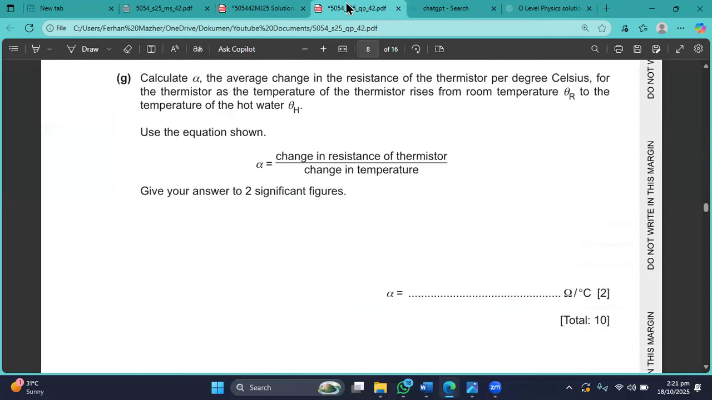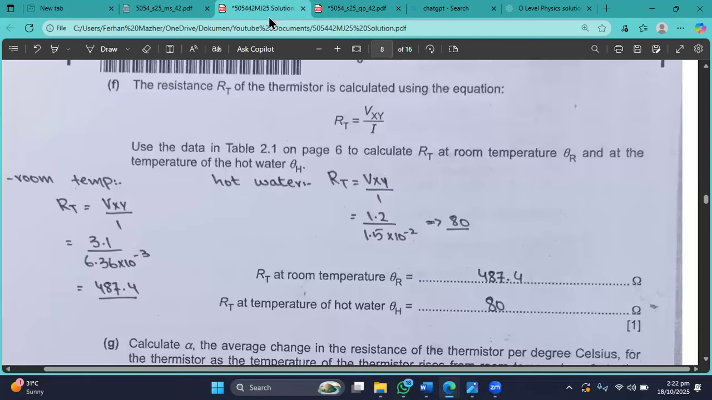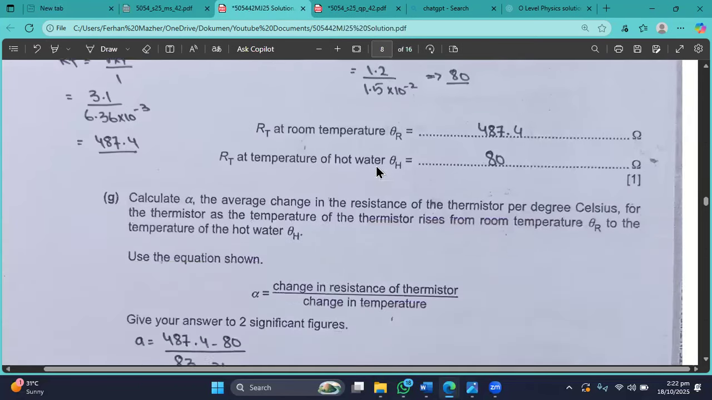It says to calculate alpha, the average change in the resistance of the thermistor per degree Celsius, as the temperature of the thermistor rises from room temperature to the temperature of the hot water. Use this equation: change in the resistance of the thermistor divided by the change in the temperature. Give your answer to two significant figures. So very simple.